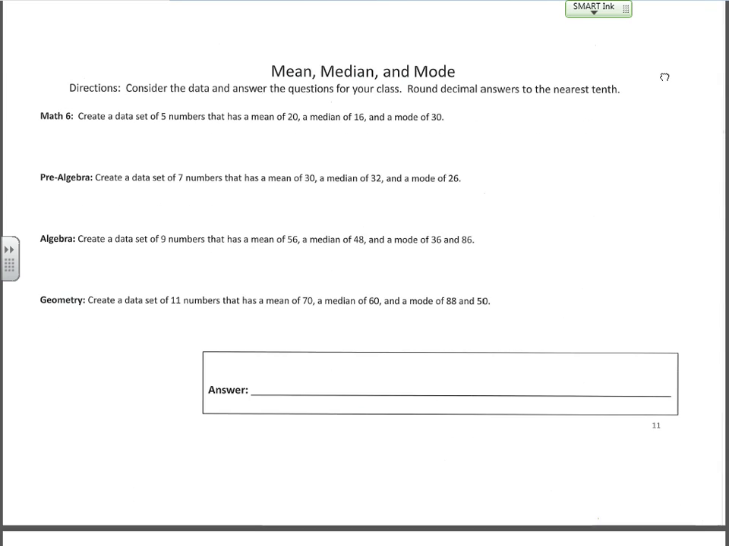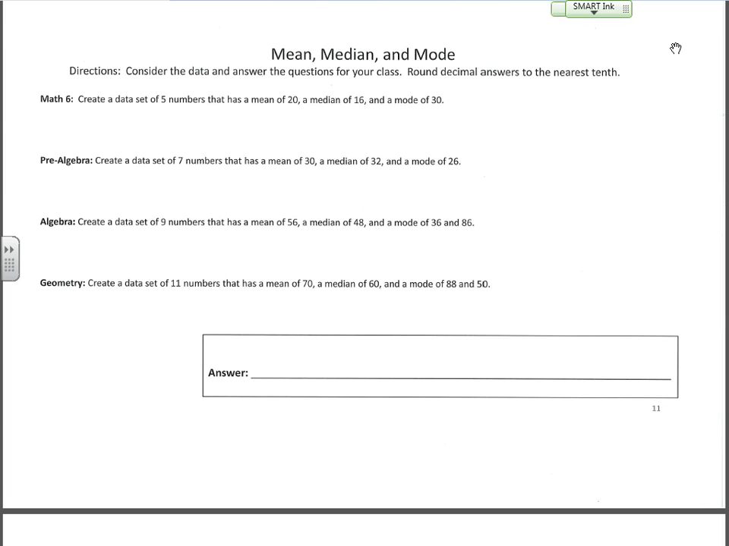Next page, mean, median, mode. You get to be a little bit creative here, as creative as you can be with just writing down numbers. But create a data set of 9 numbers that has a mean of 56, a median of 48, and a mode of 36 and 86.